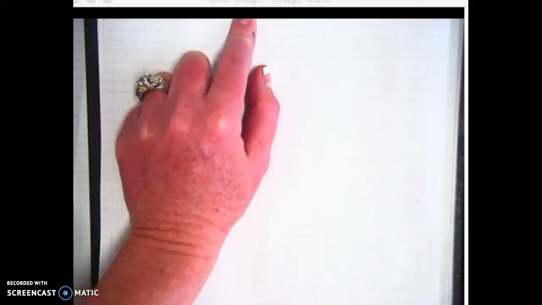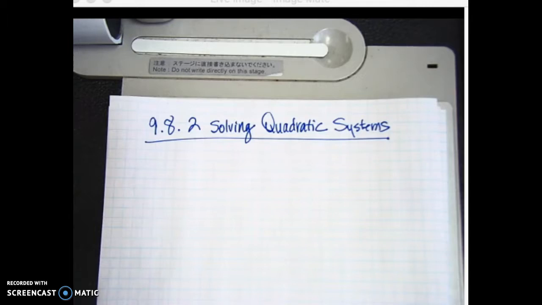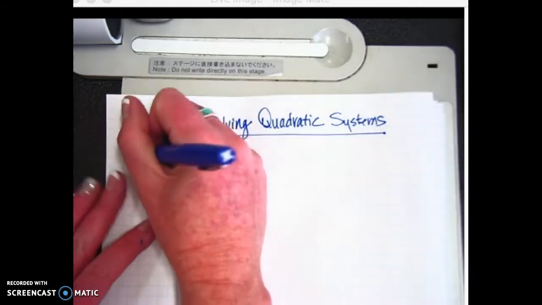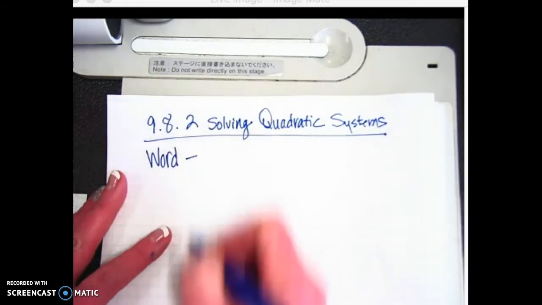...is solving quadratic systems. And yesterday we looked at solving quadratic systems where you take an equation, you solve it for one of the variables, and then you substitute it back into the other equation, and then you're able to solve. Okay? So the difference today is that we're just going to be looking at some word problems.